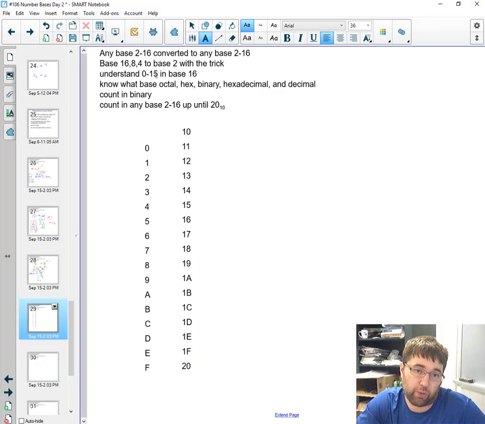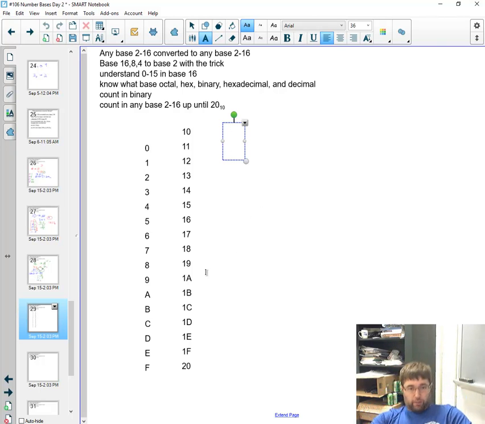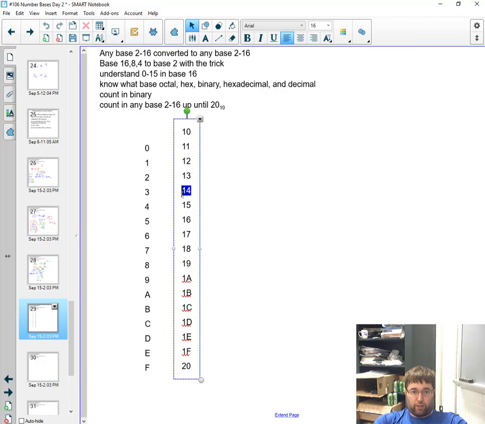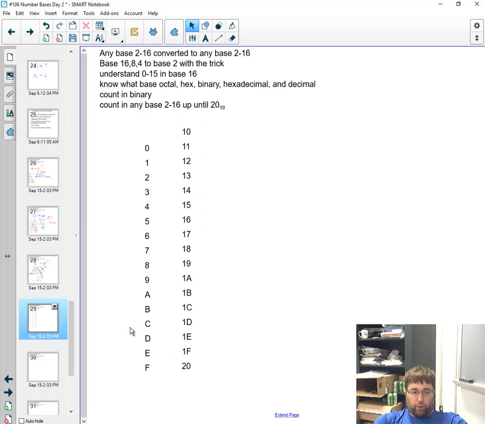I should change this to 20, but it doesn't matter. It's good enough, because if you know how to do that in base 16, you should be able to do it in the other ones. But again, technically up to 20, which would be 14. But I just went all the way just because.